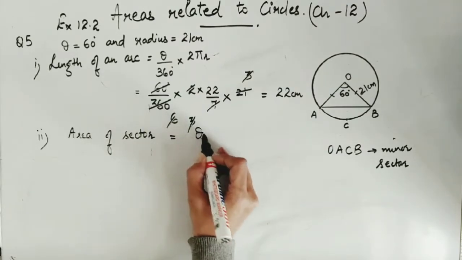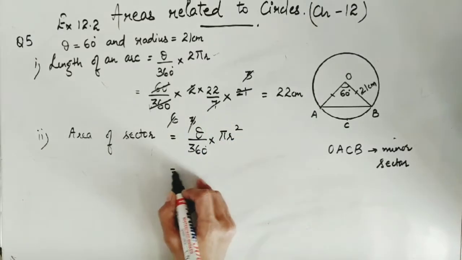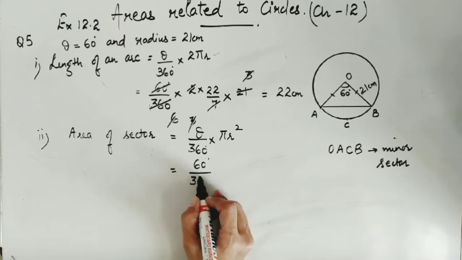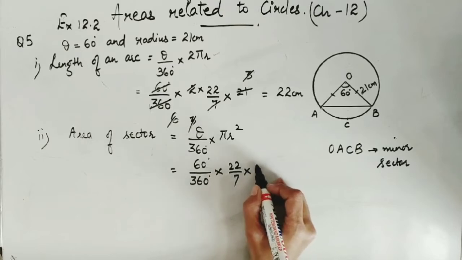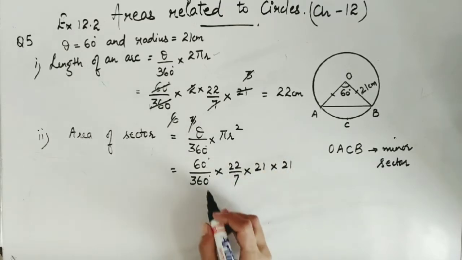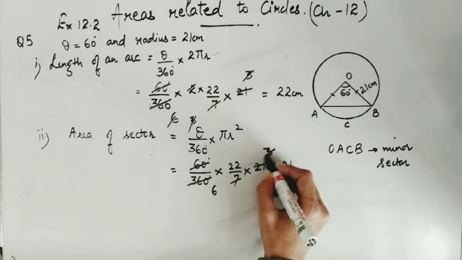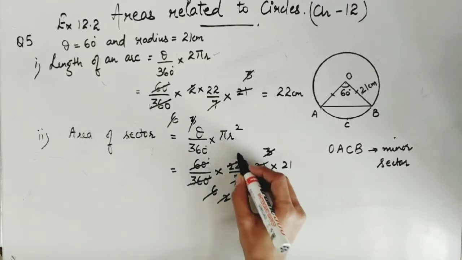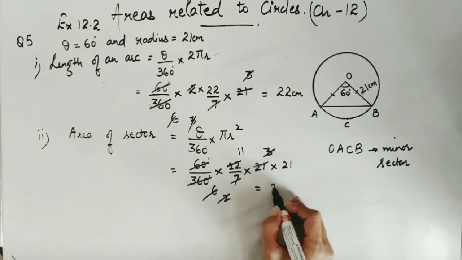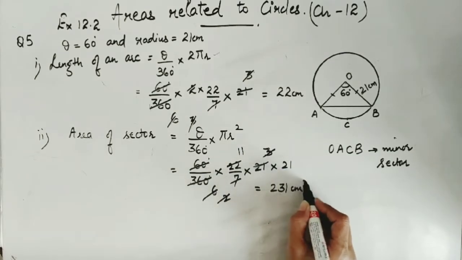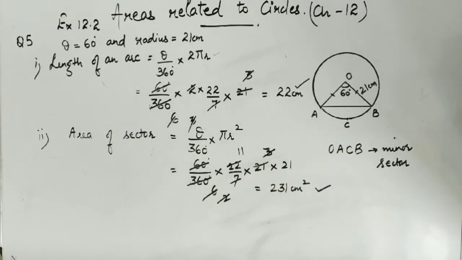Area of sector formula theta by 360 into pi r square. Substituting the values, it is 60 by 360 into pi, which is 22 by 7, r is squared, 21 by 21. Solving this, this is 6, this is 3, this is 2 and 11. So product of 21 and 11 is 231 centimeters square. So first part, length of arc is 22, area of sector is 231 centimeters square.